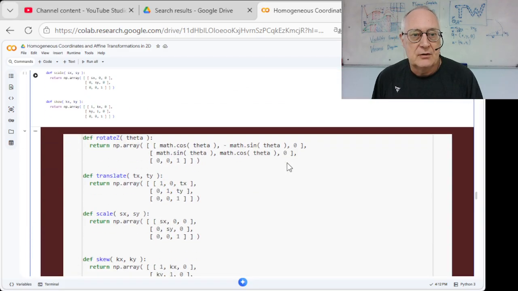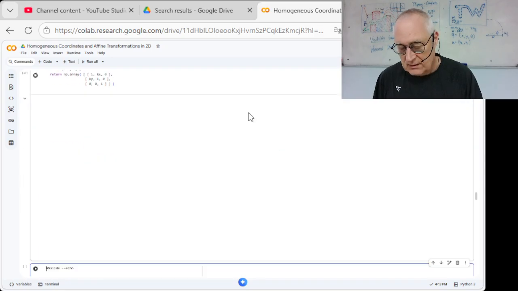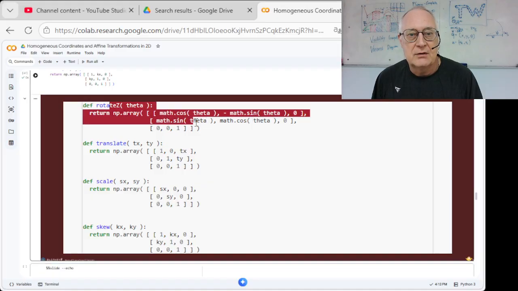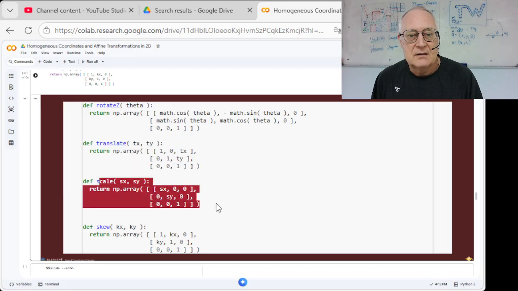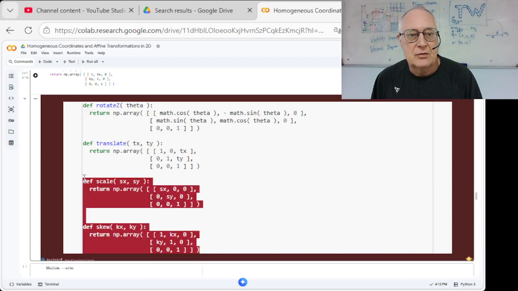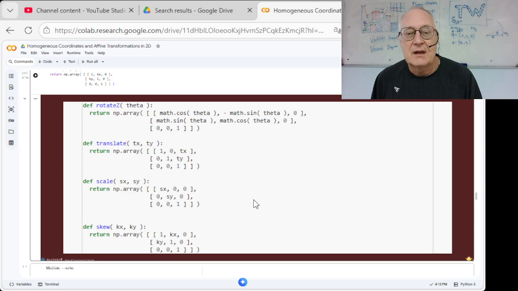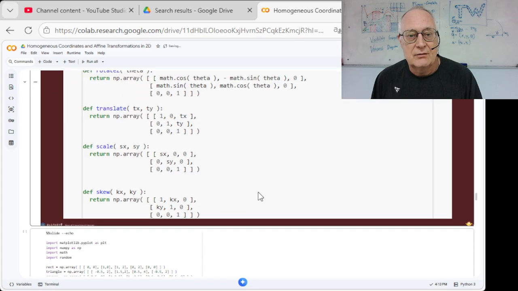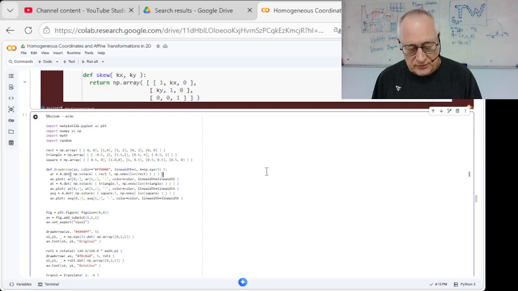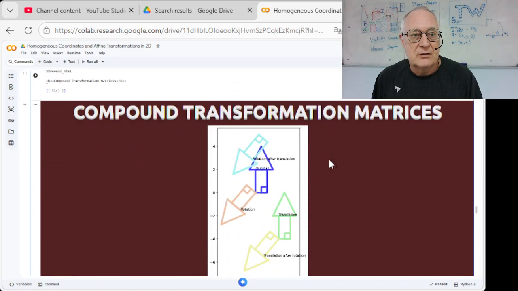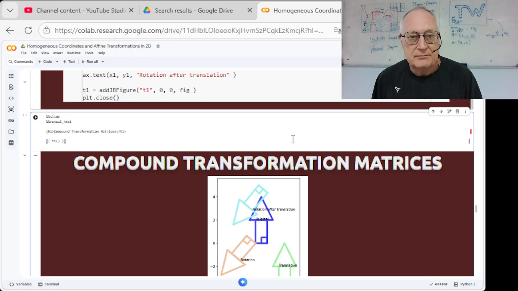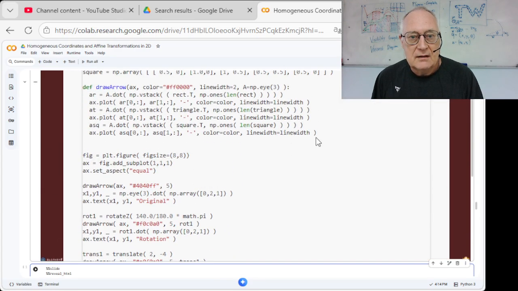So here's the Python code to calculate various rotation matrices. This would be a rotation around the z-axis. Here's a translation. And there's two other operations, scale and skew, that we usually use more in computer graphics. They're not that often used in robotics. But those are the other two affine transformations. So here are some examples.